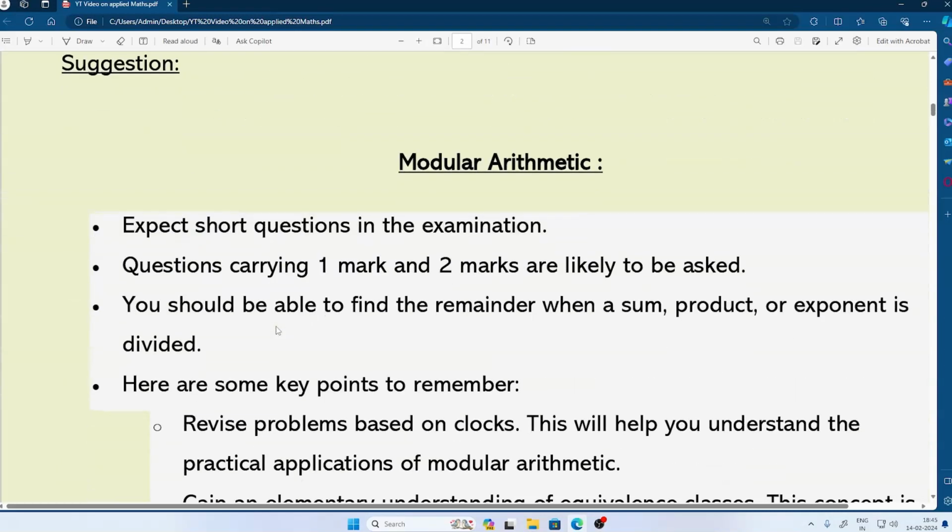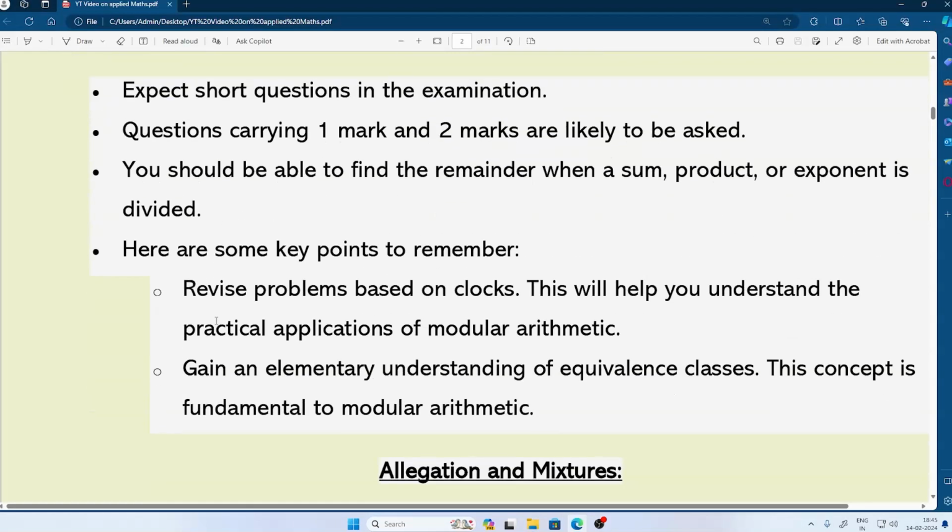Then my suggestion for modular arithmetic is to expect short questions in the examination. Questions carrying 1 mark, 2 marks are likely to be asked. You should be able to find the remainder when some product or exponent is divided. Here are some key points to remember.